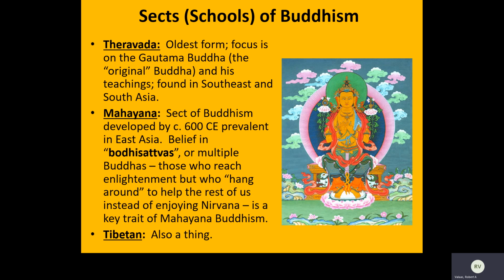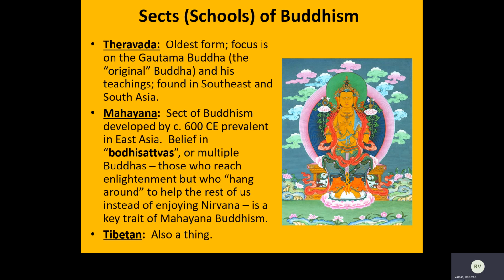By our time period too, Buddhism had split into several sects or schools. There was Theravada Buddhism, the oldest form. In fact, Theravada means way of the elders, in which the focus is on the Gautama Buddha, the original Buddha, and his teachings, found mostly in Southeast and South Asia. And the more complex, perhaps, Mahayana, or Great Vehicle Buddhism, that developed mostly in East Asia and added on to Buddhism this belief in bodhisattvas, or multiple Buddhas, people who reach enlightenment but then who choose to stick around in a spiritual sense to help the rest of us.